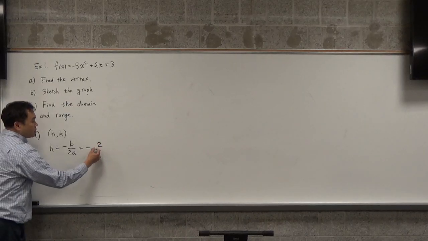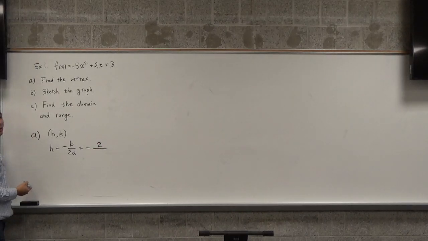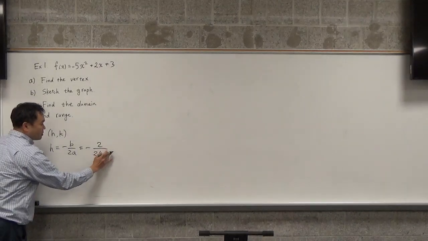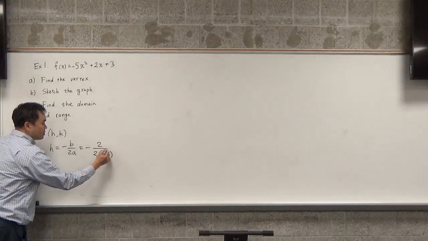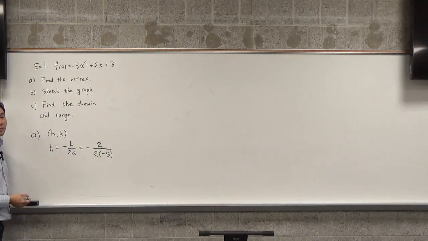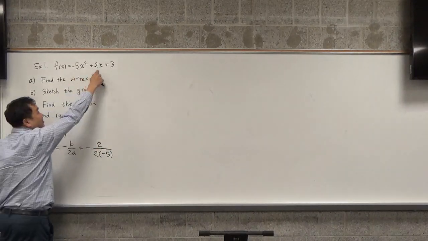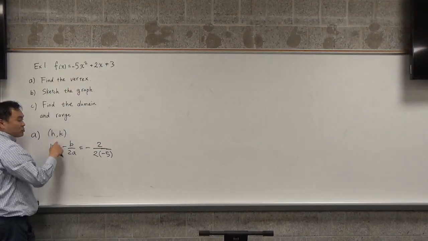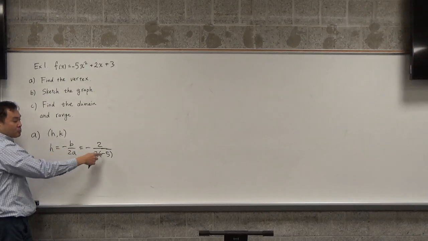And in our case, what is b? 2. What is a? -5. Right, it's a, b, c. b is 2, a is -5. And I'm just applying this formula with a and b.